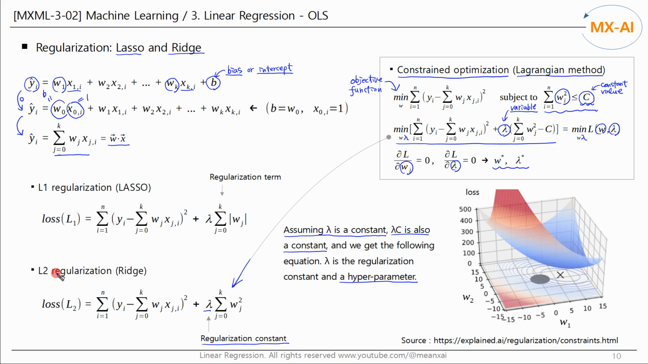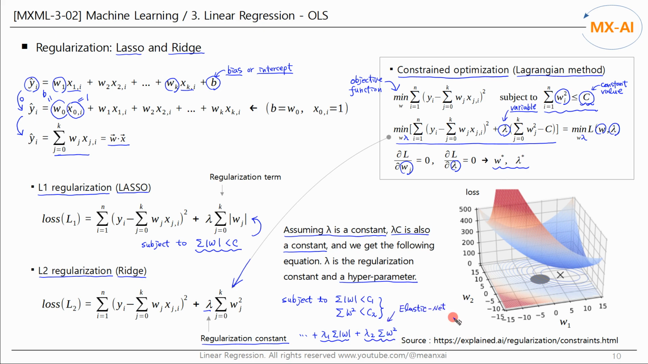This is L2 regularization, the ridge. By setting the constraint like this, we can get the equation above. This is L1 regularization, the LASSO. If both of these conditions are used as constraints, both terms can be added to the loss function. This is called the elastic net regularization.